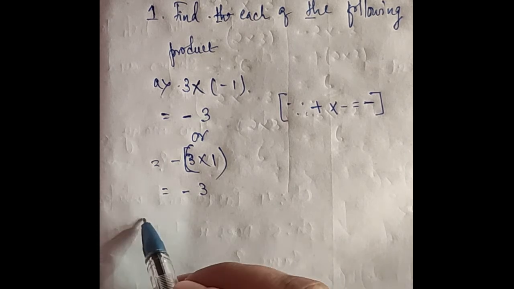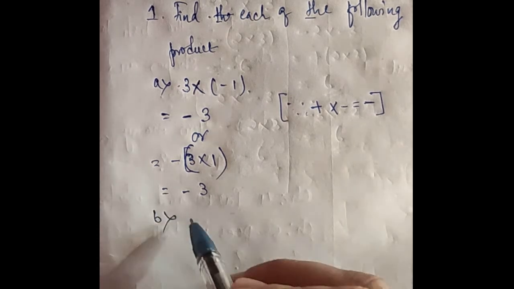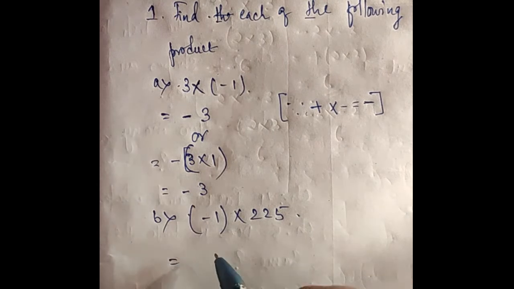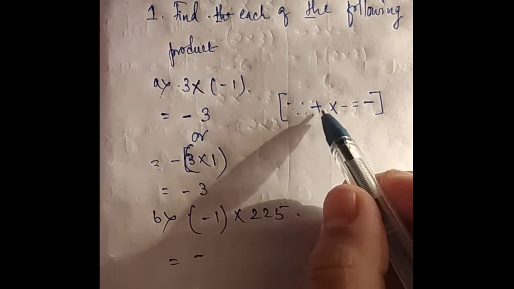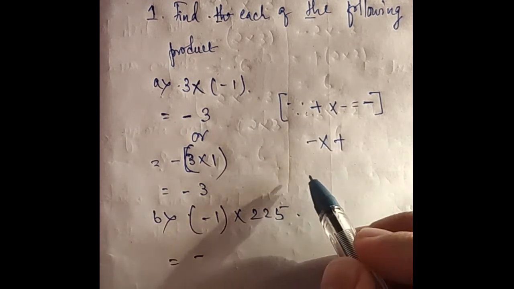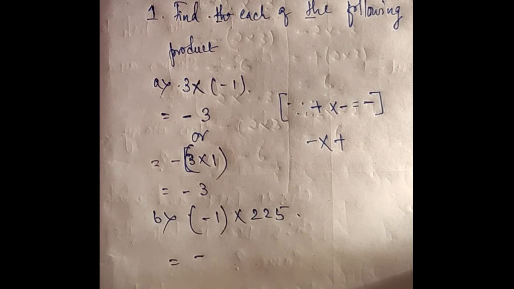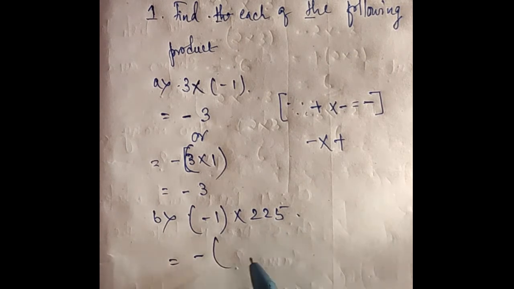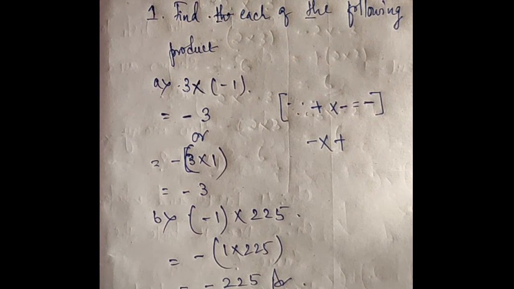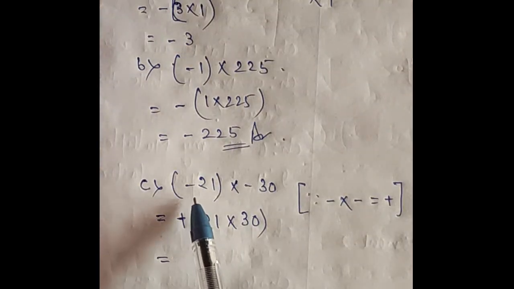Similarly, we have number B, minus 1 into 225. This is also very easy, because at first we have to solve for the sign, since this follows the minus into plus rule. Minus into plus or plus into minus, both are the same, it is like commutative. So first of all the sign is minus, then 1 into 225, it is minus 225. Move on to number C. Next we have number C, minus 21 into minus 30.